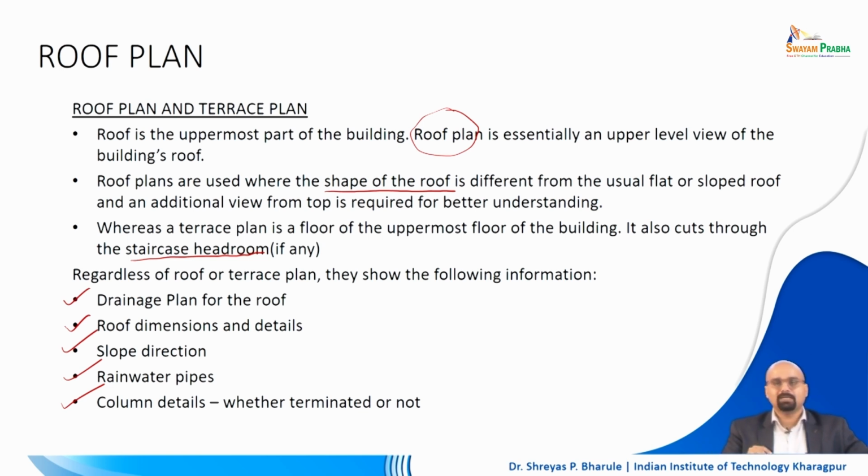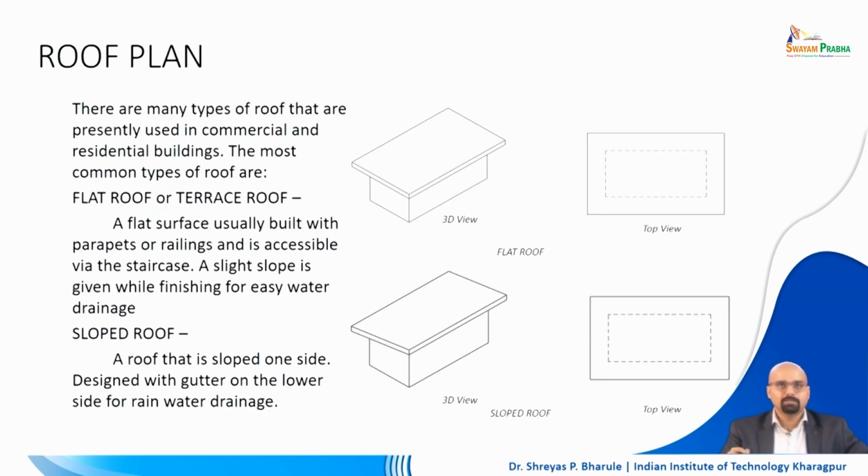So that representation also needs to be done, whether on the terrace floor all the columns terminate or they are going to remain there, right. In that case you have to do different kinds of encasement for them, right. So all of these things are to be mentioned.